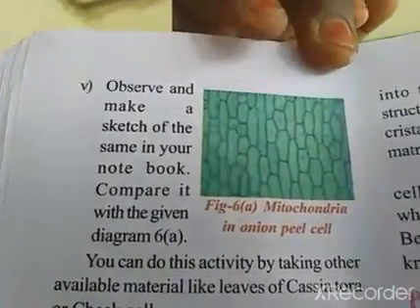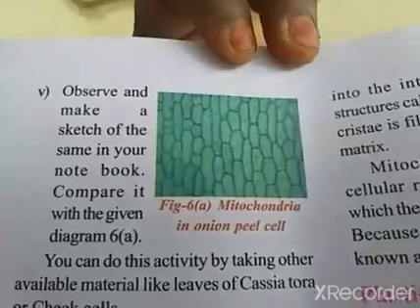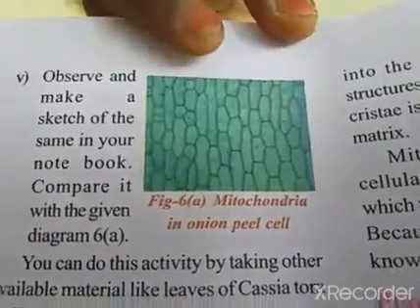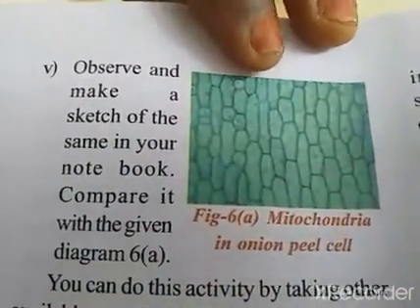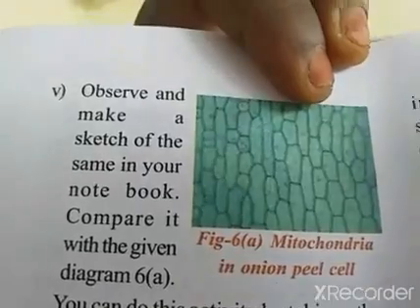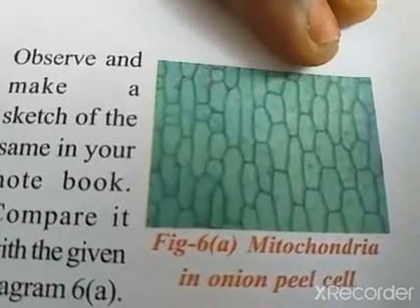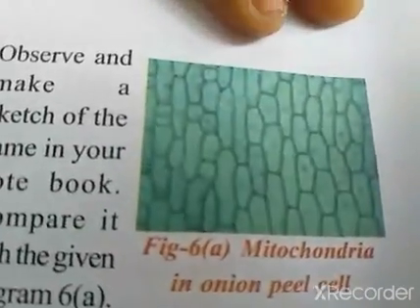Okay, all of you observe figure 6a. In this figure 6a there is a chance to see cells. So many cells are there. In each and every cell there is a chance to see some granule-like structures. These are called mitochondria. These mitochondria are responsible for cellular respiration and release energy within living organisms.